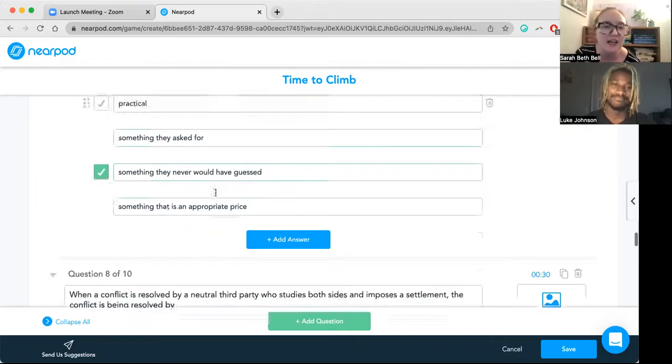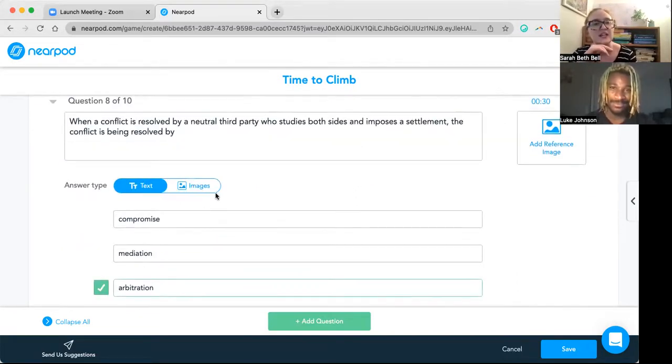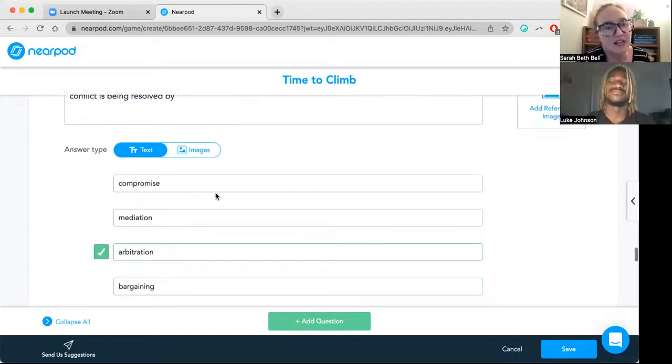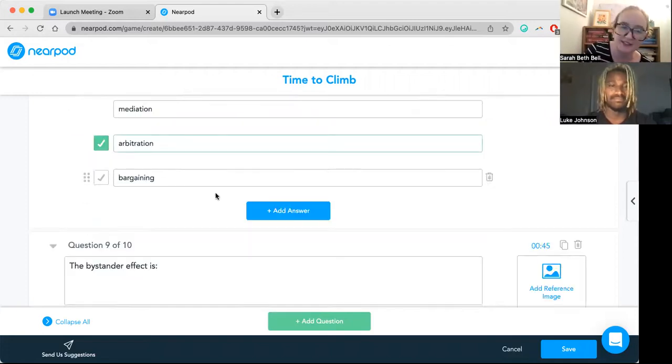I don't know. When conflict is being resolved by a neutral third party who studies both sides and imposes a settlement, that is arbitration. Arbitration is when a third party actually makes a decision. Mediation is when somebody helps them make a decision. This is used in divorce a lot, where they literally have to pay a third party a ton of money just to help them decide, and they never even impose the settlement. It's not compromise or bargaining. Just remember mediation, they help solve it. Arbitration, they actually make the decision. That may be on the test.